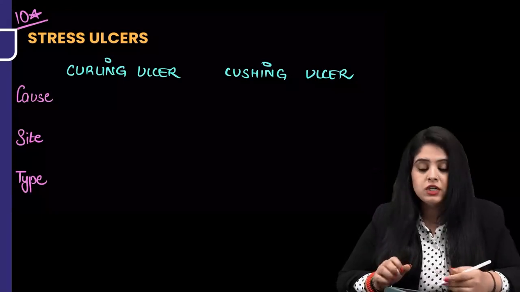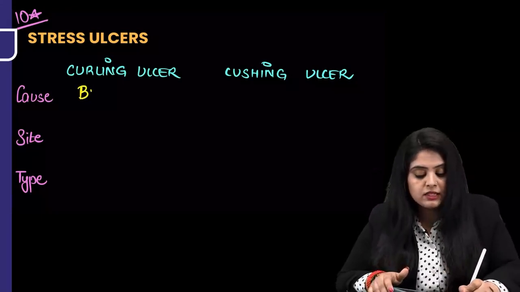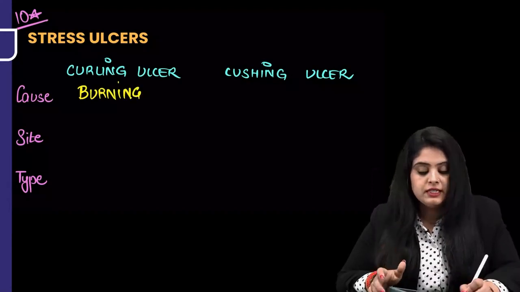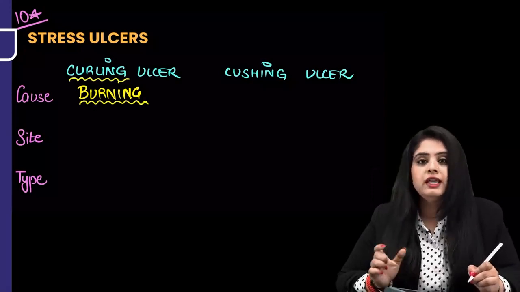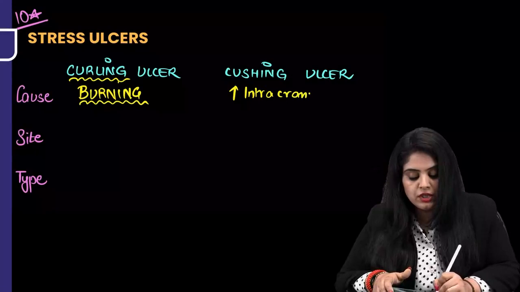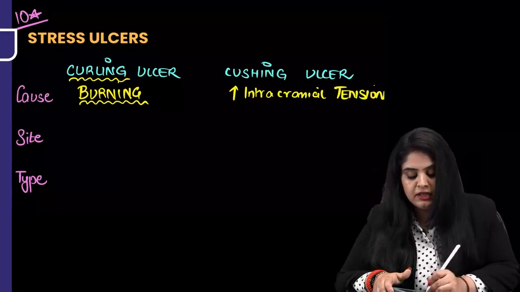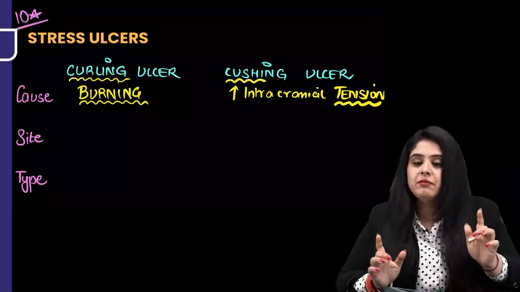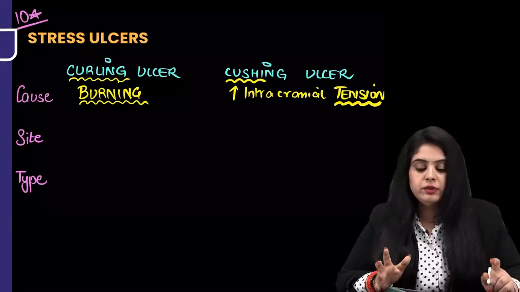So when I talk about curling ulcer, please note that curling ulcer is the ulcer that you see associated with burns. So I have learnt curling, burning. Okay, rhyming. Curling ulcer is associated with burns. So curling, burning. Whereas Cushing ulcer is associated with increase in intracranial tension. So again, there's a way of learning everything. So I say rhyming jao. So Cushing is tension. So tension, Cushing, rhyming. And curling is to do with burning.